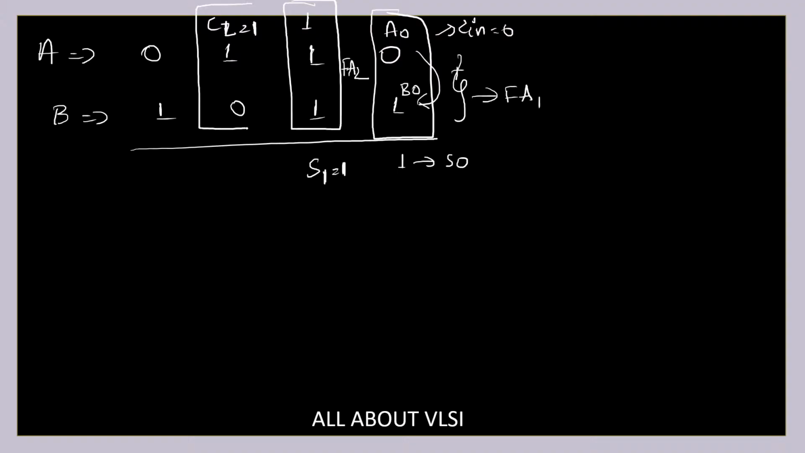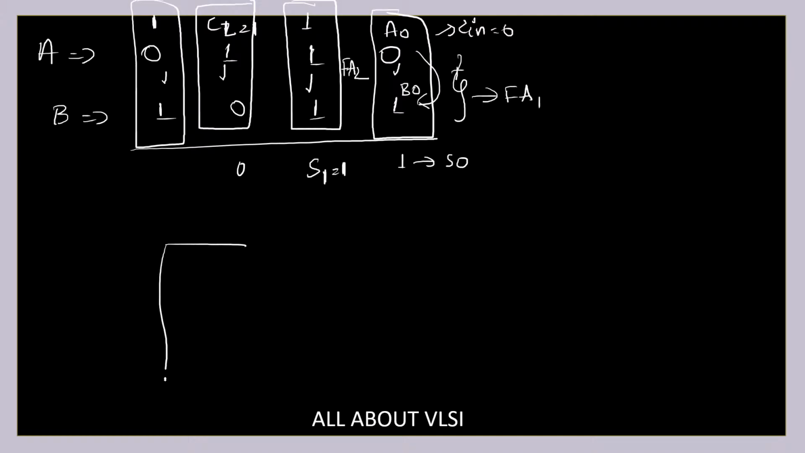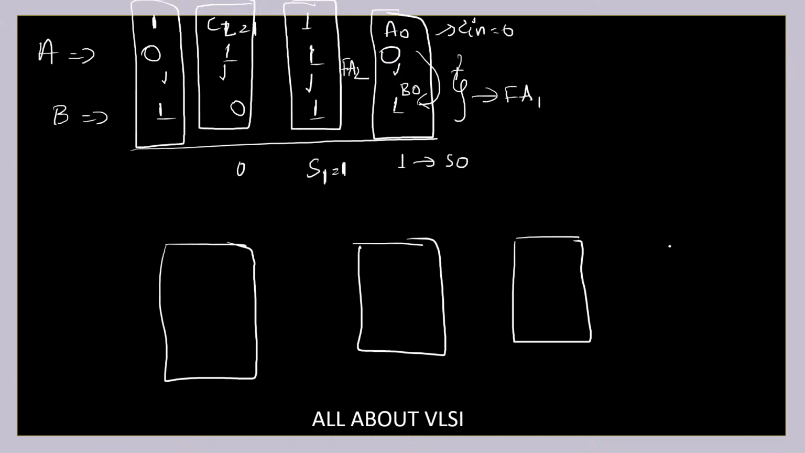For adding these 3, I should have one more full adder. I'm going to get sum is equal to 0 and carry is equal to 1. For adding these 3, I'm going to have one more full adder. So I need 1, 2, 3, 4 full adders like this. So I'm going to have one full adder, second full adder, third full adder, and fourth full adder. So this is FA1, this is FA2, this is FA3, and this is FA4, right?